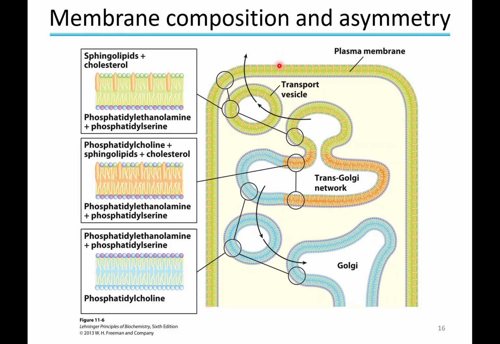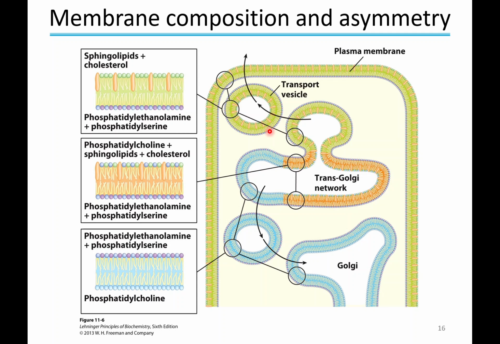And here's another figure showing this. If we look here, the outside monolayer is going to have more sphingolipids, more positively charged lipids, and more cholesterol, or sterol. The inside is going to be predominantly phosphatidylethanolamine and phosphatidylserine. So that's on the plasma membrane, the outside membrane of the cell.